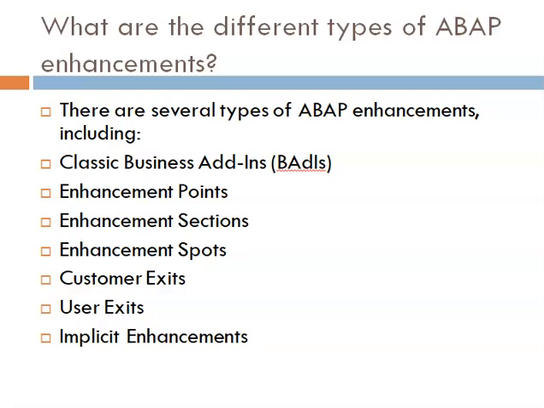What are the different types of ABAP enhancements? There are several types of ABAP enhancements including classic business add-ins, BAdIs, enhancement points, enhancement sections, enhancement spots, customer exits, user exits, implicit enhancements.